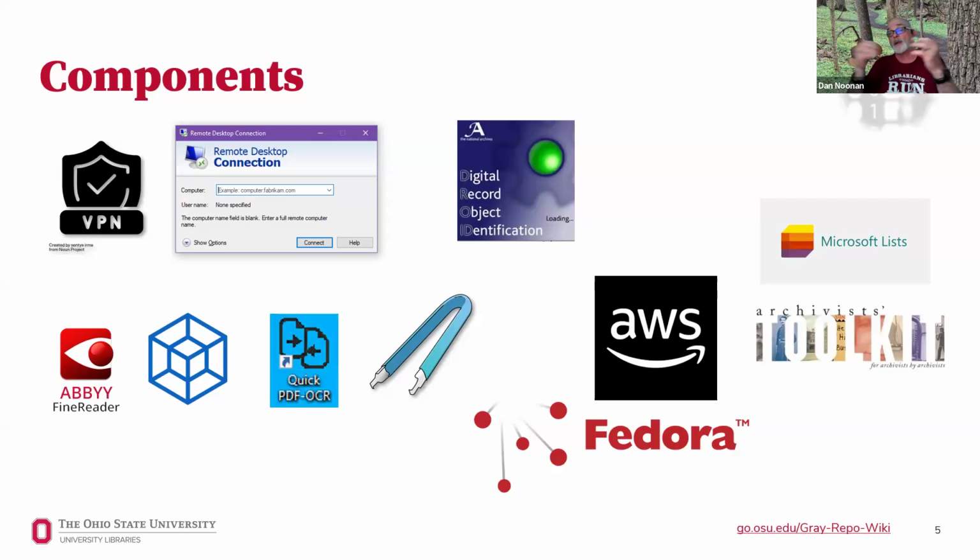We use DROID from the National Archives UK to create a manifest of what is there. So we can also do file format identification, create original checksums and things like that. We had started using ABBYY FineReader to do OCR on things that are static images or dumb PDFs, because we have an enterprise license for that, and it's really good at doing the OCR.